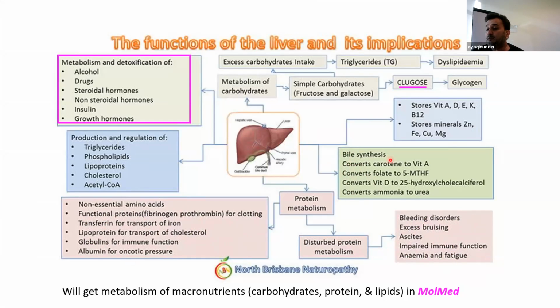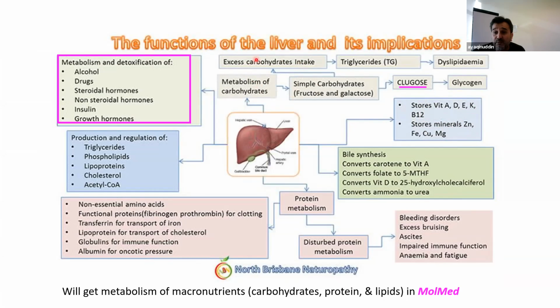The liver is also important in synthesis of bile, converts carotene to vitamin A, converts folate to 5-methyltetrahydrofolate, converts vitamin D to active forms like 25-hydroxycalciferol, and converts ammonia, which is very toxic, to urea. It is also important in storing vitamin A, D, E, K, and vitamin B12. Especially if you have a deficiency of vitamin K, then you would have problems with the clotting mechanisms. And it also stores essential minerals like zinc, iron, copper, and magnesium.